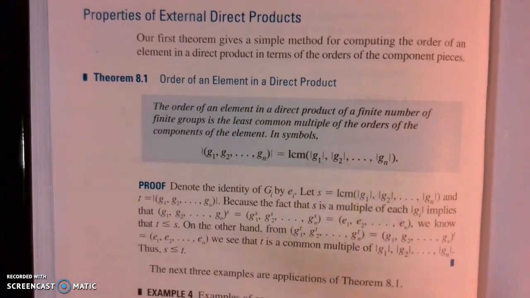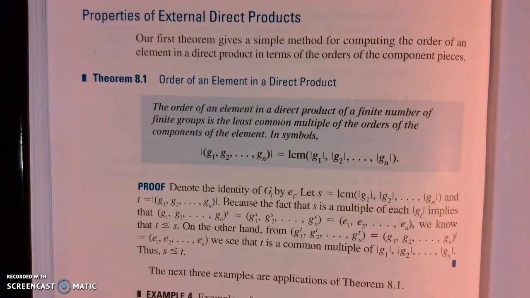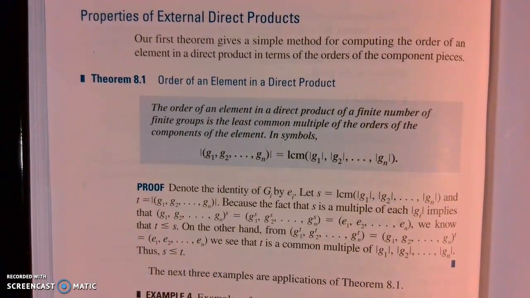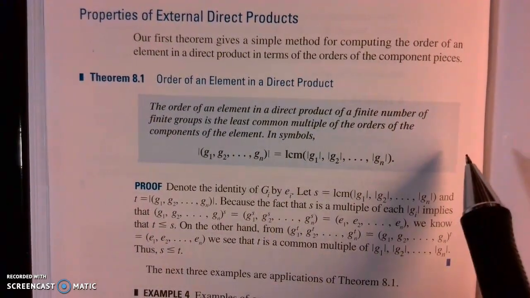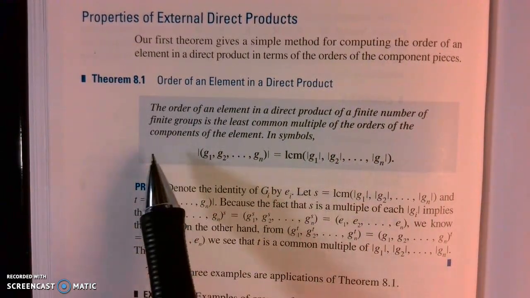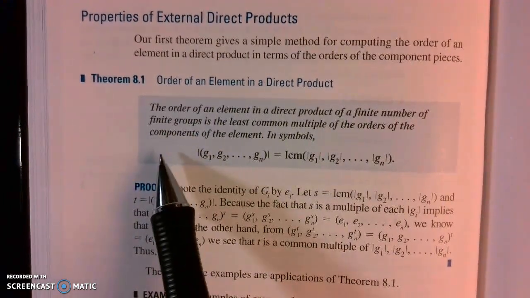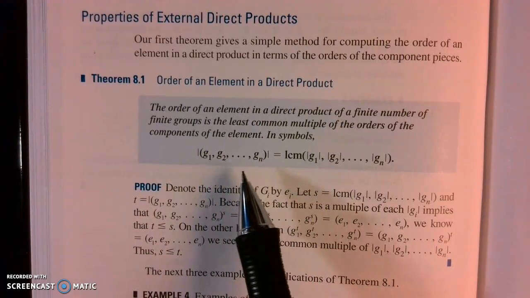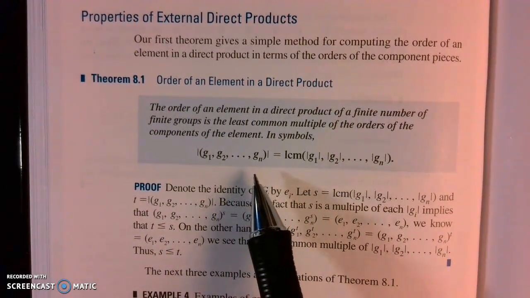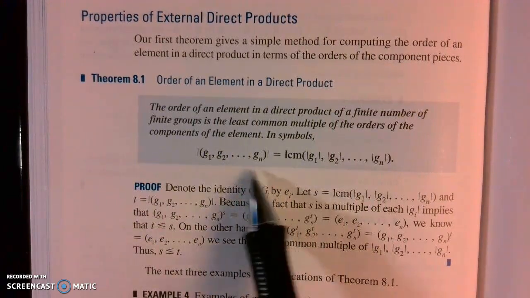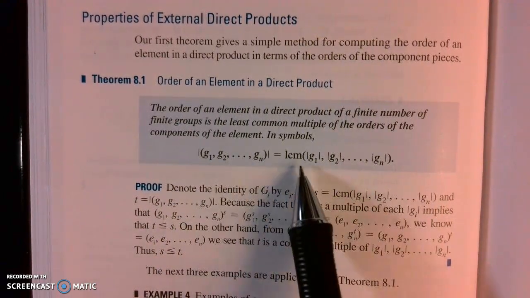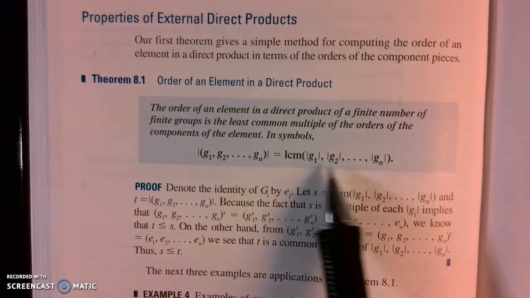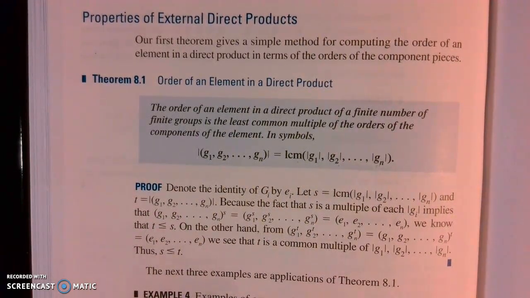Our first theorem gives a simple method for computing the order of an element in a direct product in terms of the orders of the component pieces. The order of an element in a direct product of a finite number of finite groups is the least common multiple of the orders of the components of the element. It is written symbolically like this: the order of the tuple is the LCM of the orders of the components.